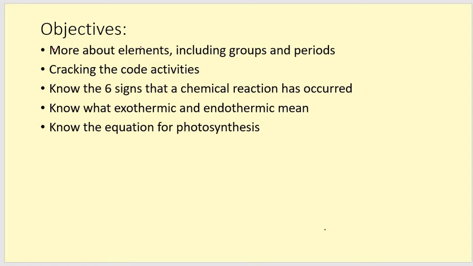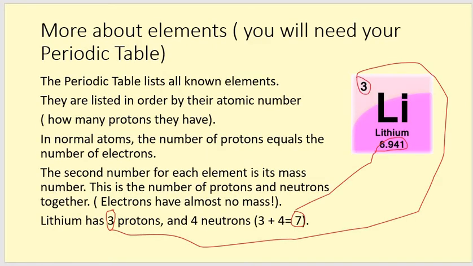So, first things first, let's look at more about elements. You will need your periodic table either from your planner or from Teams. You can have it open in a second page on Teams. You can print it out, entirely up to you. It lists all the known elements. They're listed in order of their atomic number. The atomic number is the smaller number that you get in each square.